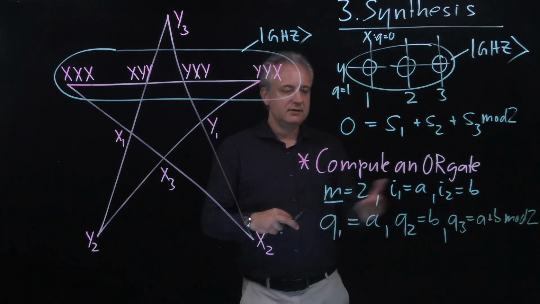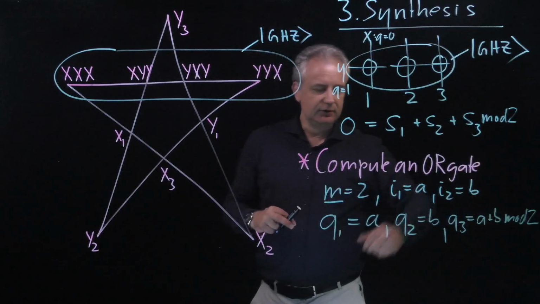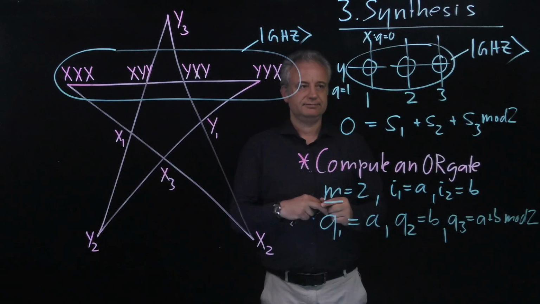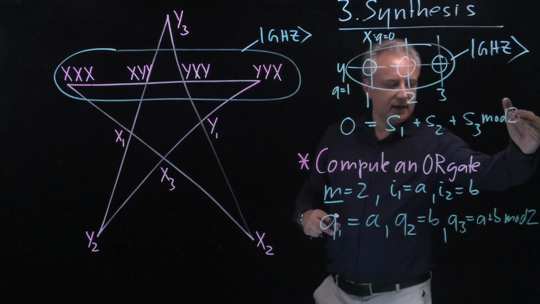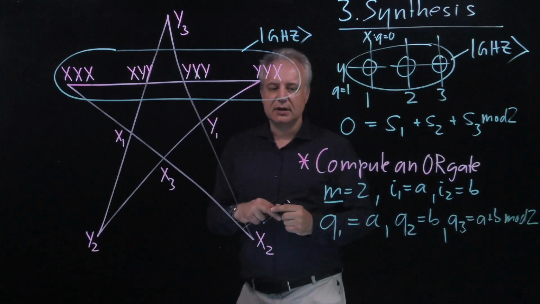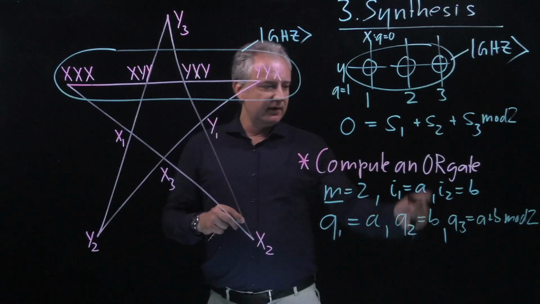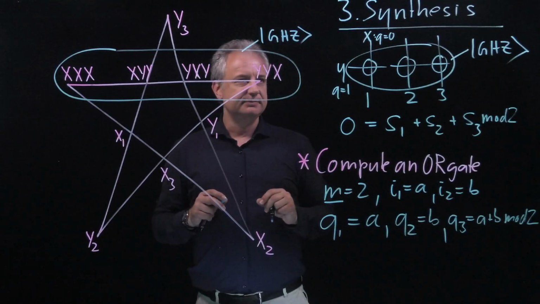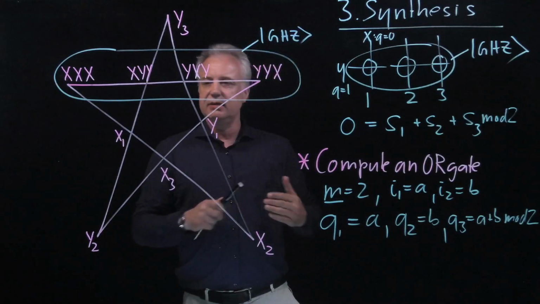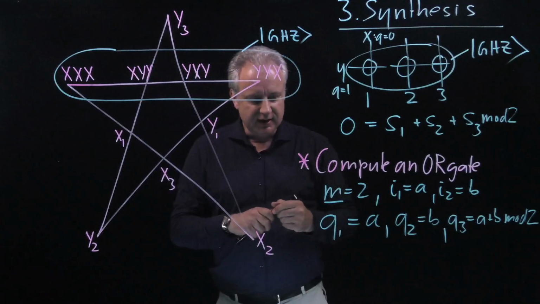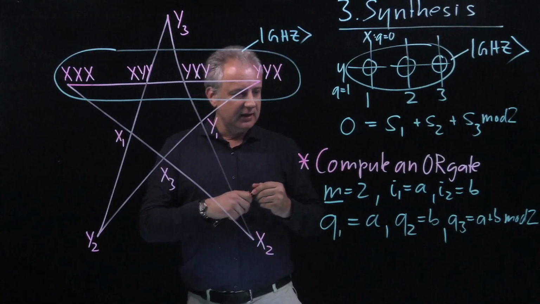You can easily verify these are all mod 2 linear relations. So this is how the classical side processing works out in this specific case. Now let's verify that an OR is computed. So let's make a table. Let's go through this case by case, at least for the first few cases.